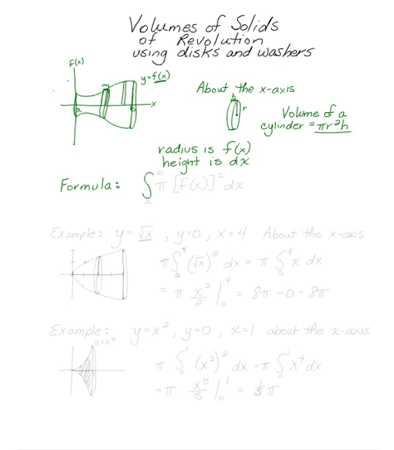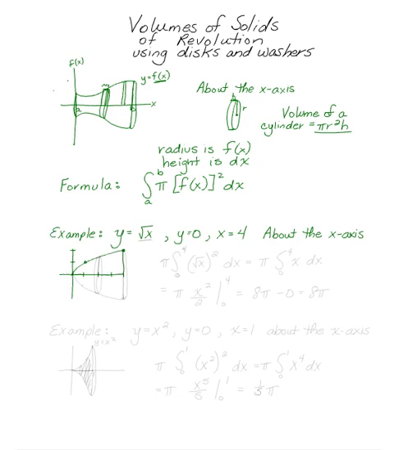is we're going to integrate from a to b, from whatever x value we're starting at to whatever x value we're ending at. We're going to have pi, our radius, and again, if you look at the picture above, the radius is your function value squared, and then the height, which is the change in x. So our formula for volumes of solids of revolution using disks is pi times our function squared, integrated from a to b. So let's go ahead and look at a couple of examples.